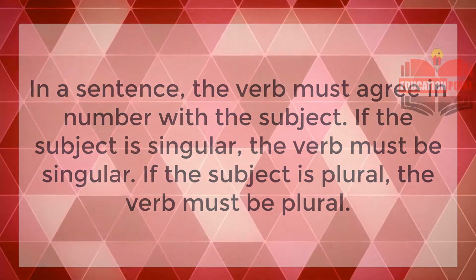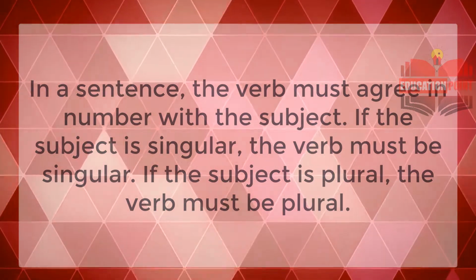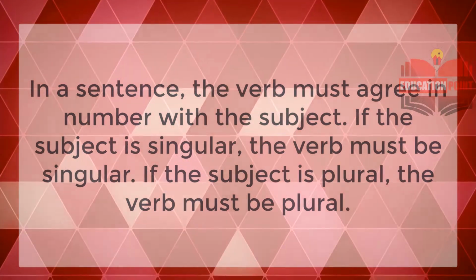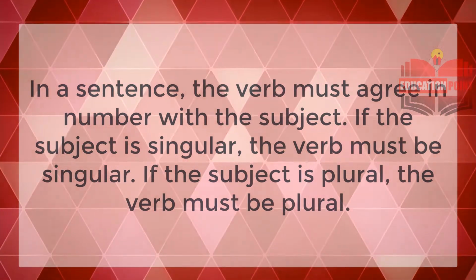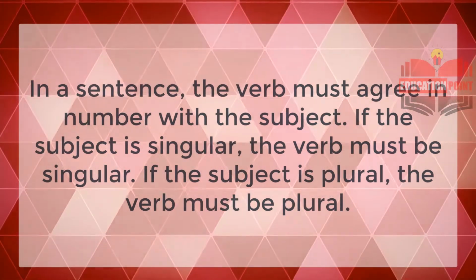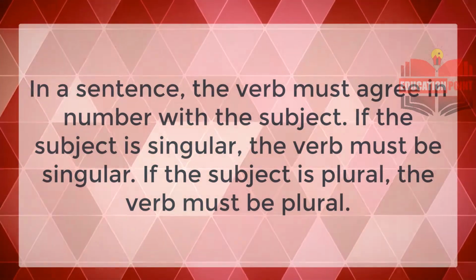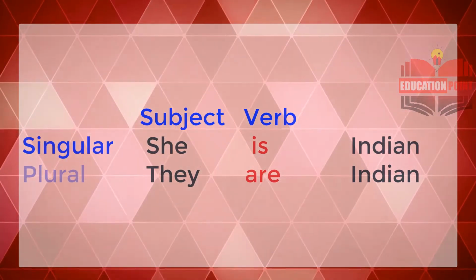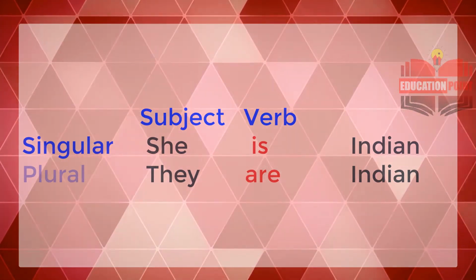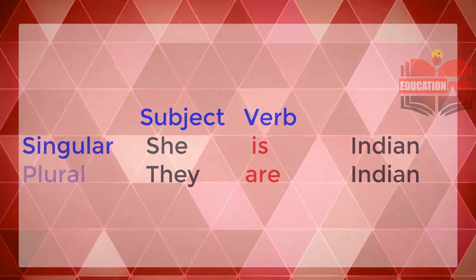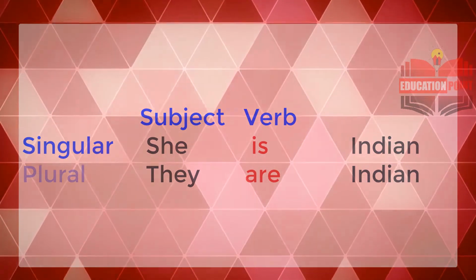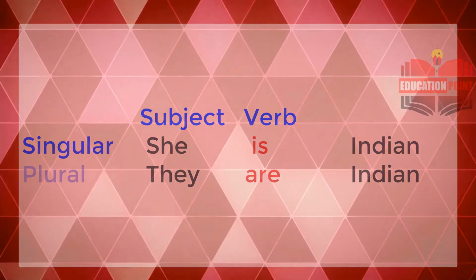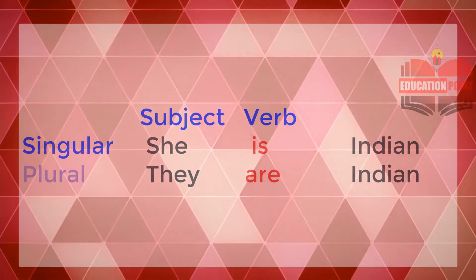Here we have a very simple sentence, a singular sentence and a plural sentence. Here we shall understand what the subject and the verb are, how they are related to each other, and how the verb changes as the situation changes. When we talk about the singular sentence, "She is Indian." We are talking about one girl, she. The subject is she and it is singular, so the verb also needs to be singular, which is "is."